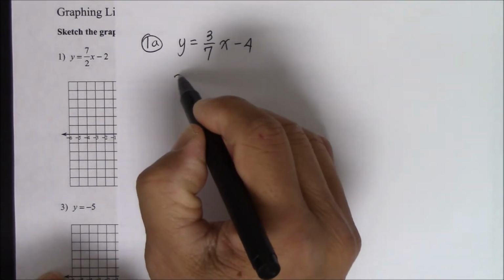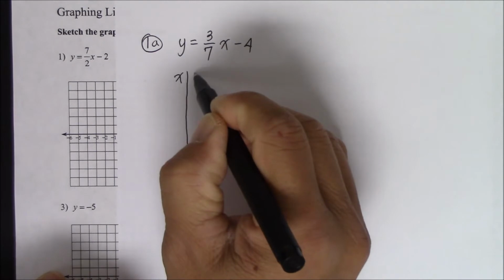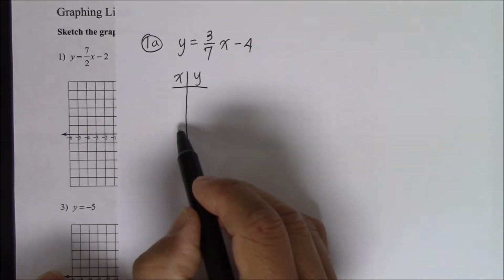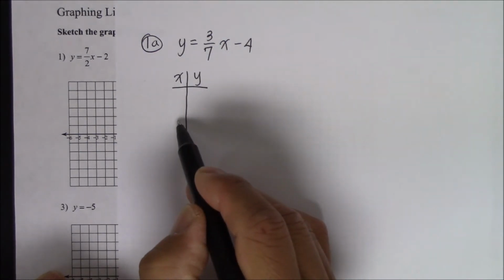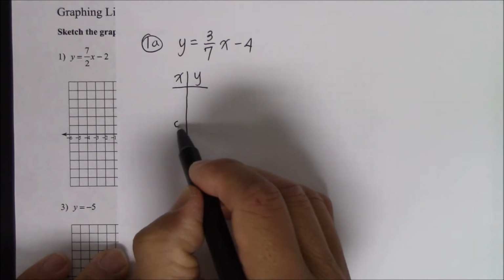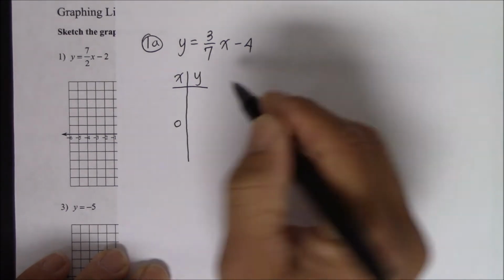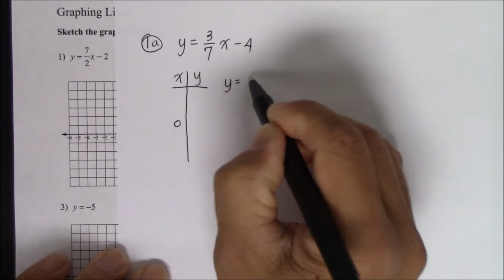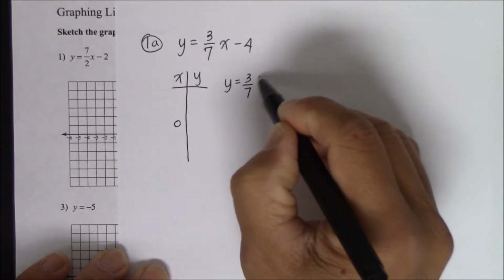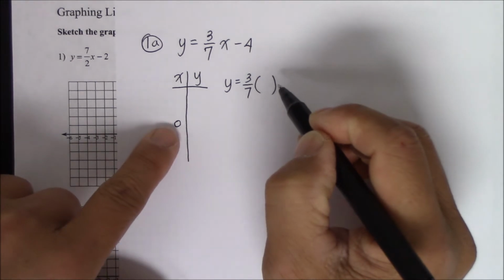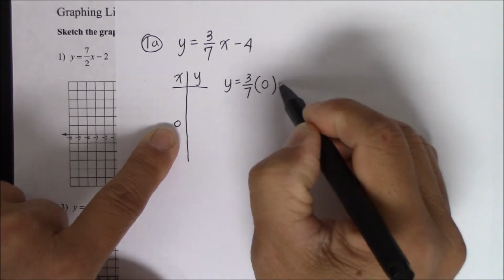See, here's what you need to remember when you use a table of values and to select a number for inputs, the domains that is. First, 0 is always a good number to start. It's the simplest number on the number system. So you're going to write the function y is equal to 3/7x, but instead of the x, you're going to substitute it with a 0 minus the 4.